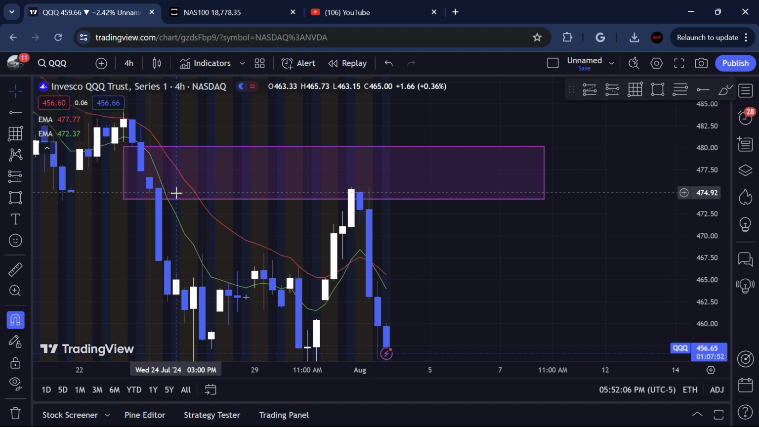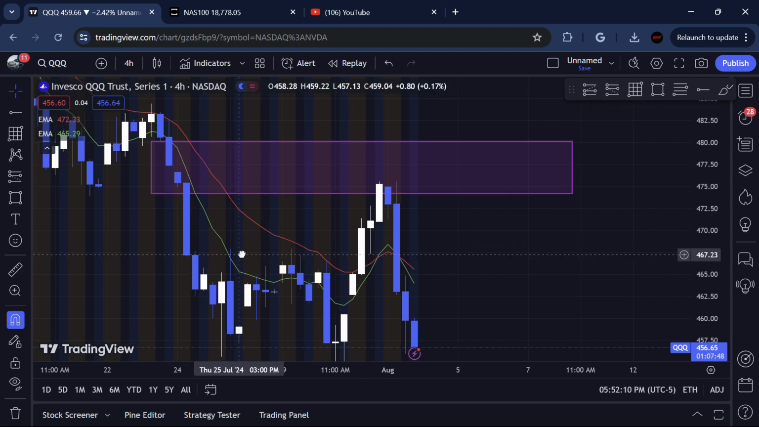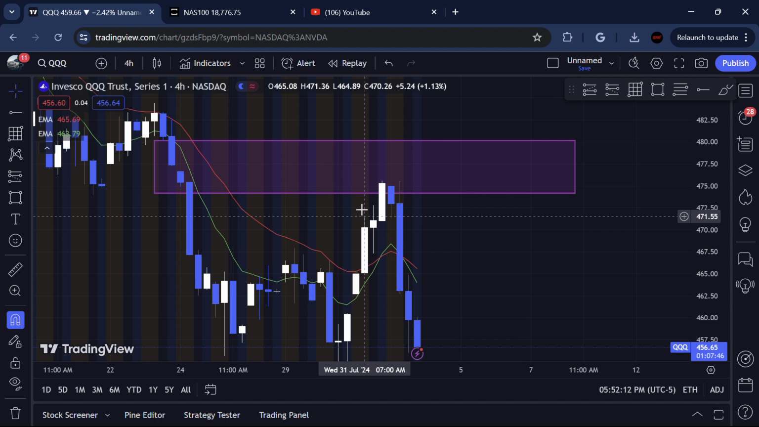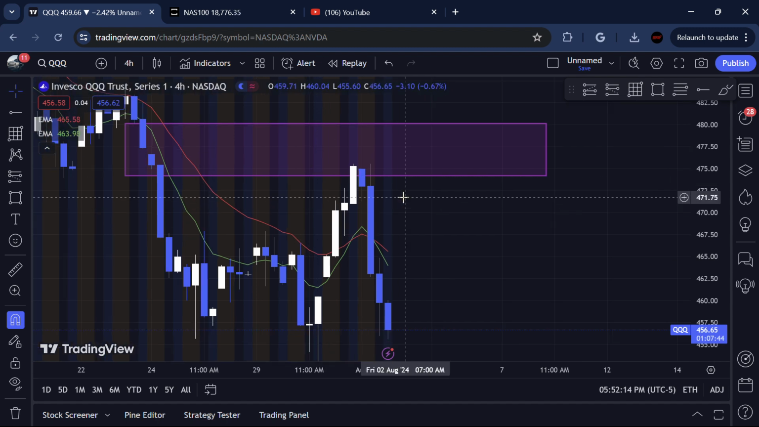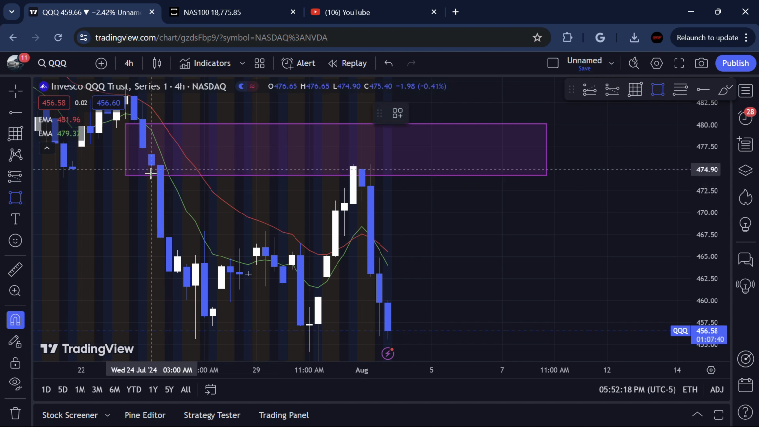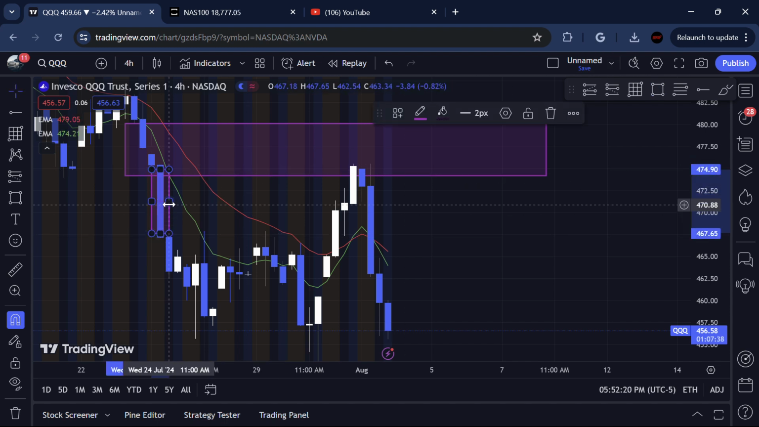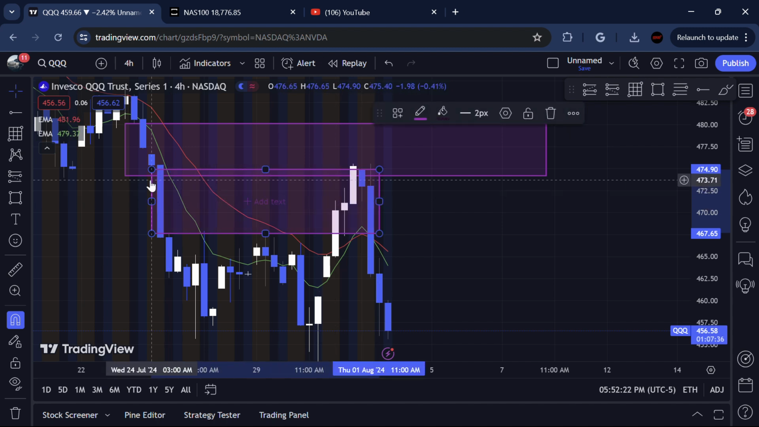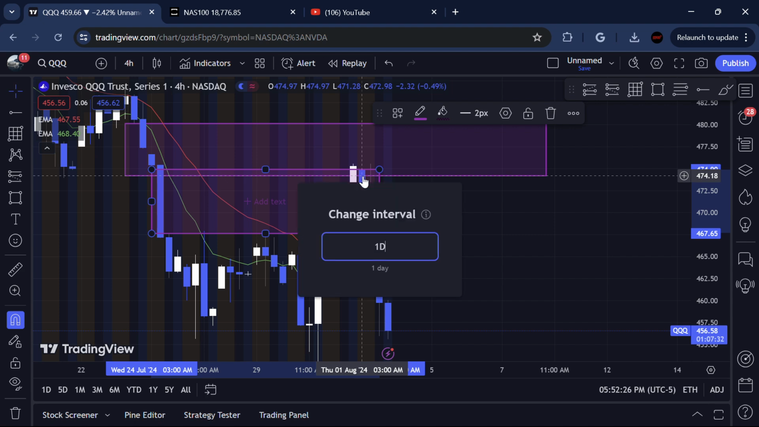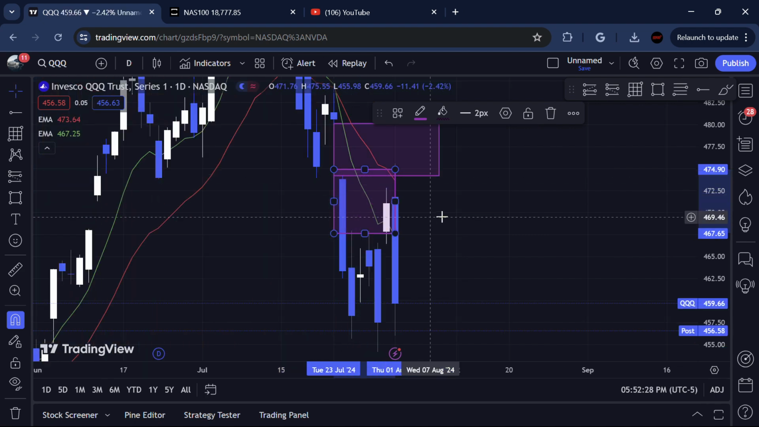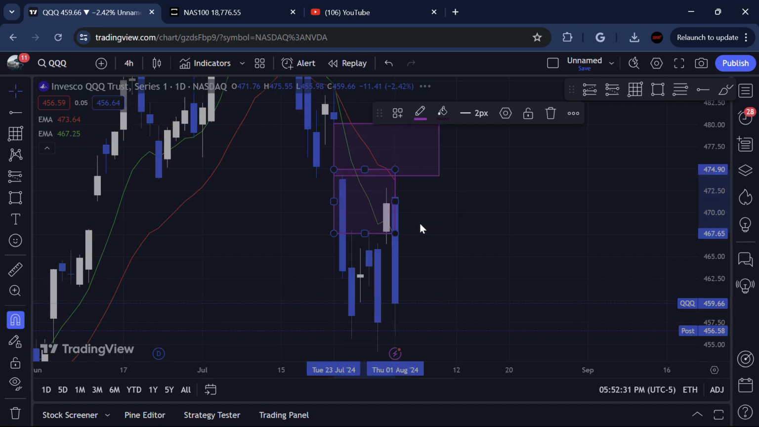I'm recording this video. Moving on, as you can see, all these highs got taken out by this high right here. So that indicates a liquidity sweep. We're also able to see this fair value gap that was completely inversed. You can see price completely inversed that fair value gap on a higher time frame.